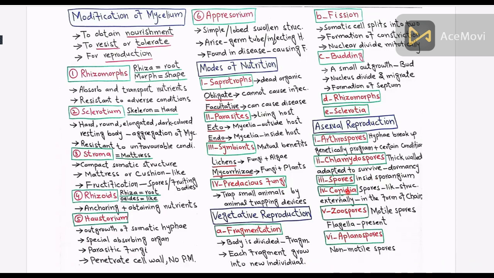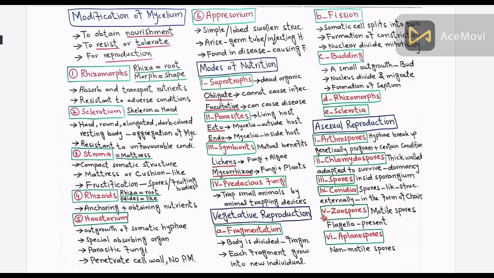The fourth one is conidia. If spore-like structures are produced externally in the form of a chain, they are called conidia. The conidia-bearing branch is called the conidiophore.